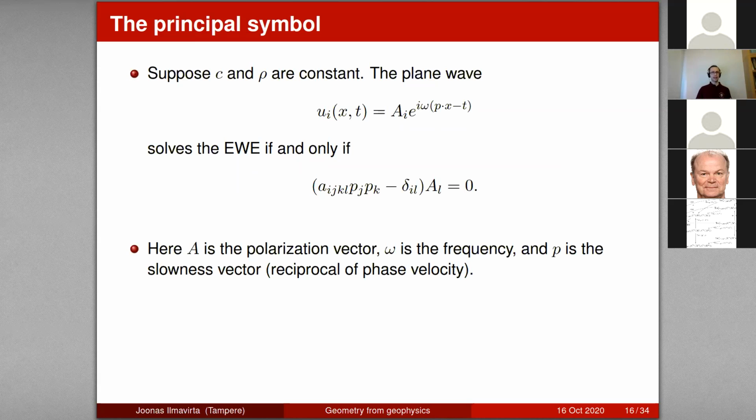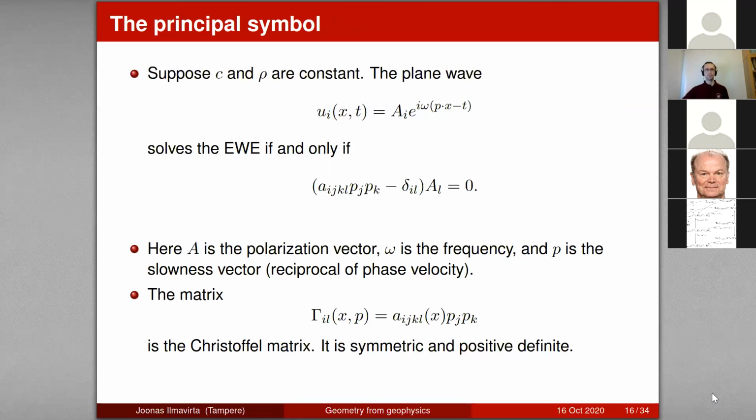Here this vector capital A is the polarization vector. It describes in which direction the particles are actually moving from the equilibrium. That doesn't have to have anything to do with the direction of propagation of the wave. Those are two different things. Omega is the frequency, and this p is known as the slowness vector. Notice that usually if I write a plane wave, I would not take the frequency omega in front of the whole thing, but now I decided to do this, and that slightly changes the meaning of this p. It's not the momentum, but it is something called the slowness, which is essentially the inverse phase velocity.